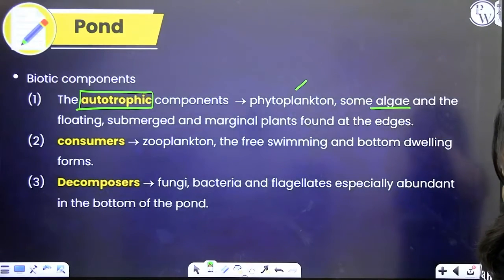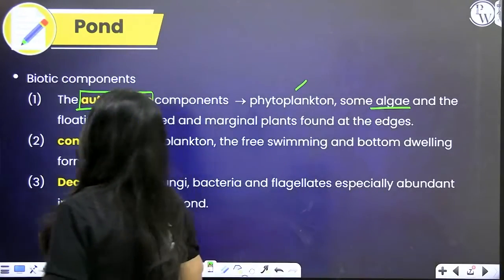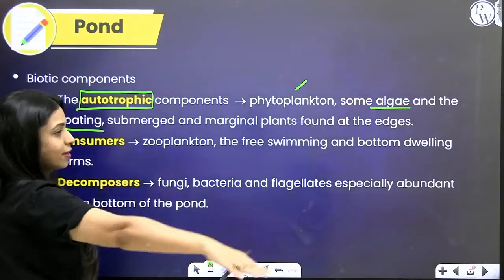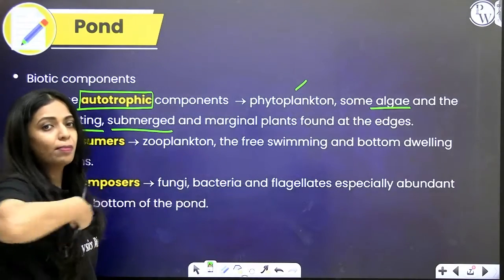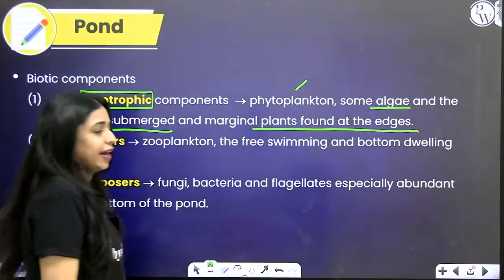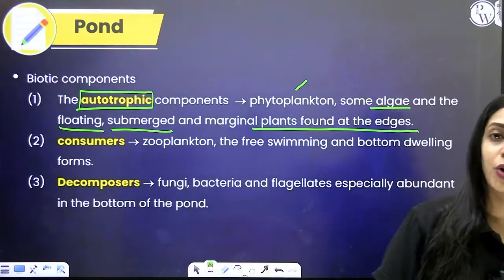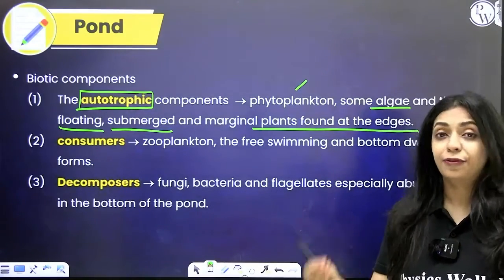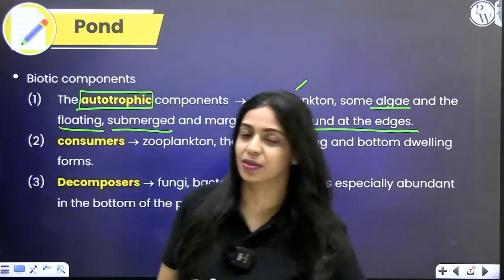find larger algae. There are plants that you find in water bodies like ponds that could be floating on the surface or it could be submerged. At the margin of the pond, you find plants, right? You call them marginal plants. They are found at the edge of the pond. So these are the different kinds of plants that you can see in a pond ecosystem.